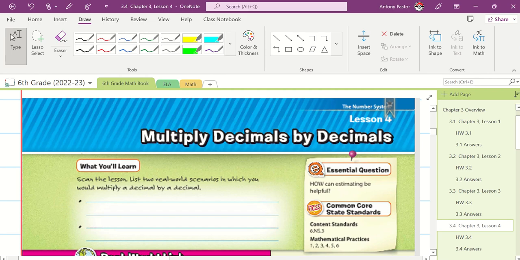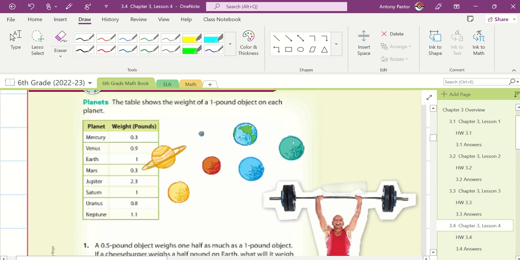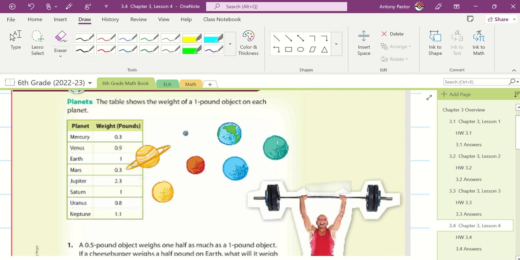So that was a harder level problem. Let's look at an easier level problem. For example, the table shows the weight of a 1 pound object on each planet. So if we brought something from Earth that weighs 1 pound on Earth, if we took it to Jupiter, it would weigh 2.3 pounds. The gravity is higher on Jupiter.